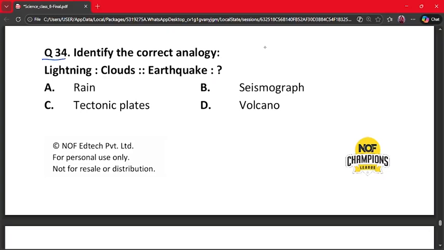Question number 34. Identify the correct analogy. Lightning to clouds and earthquake to dash. A. Rain. B. Seismograph. C. Tectonic plates. And D. Volcano. The correct answer is tectonic plates. So lightning occurs in clouds and earthquakes occur due to tectonic plates. Hence the correct analogy is option C.